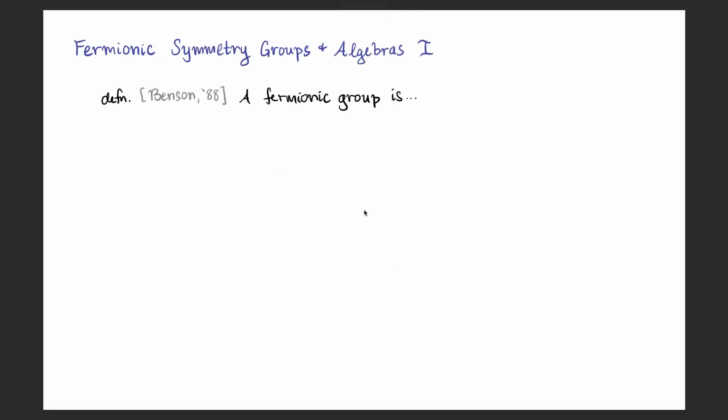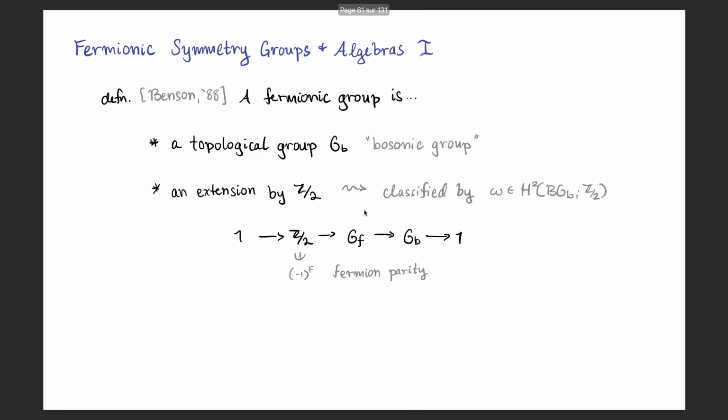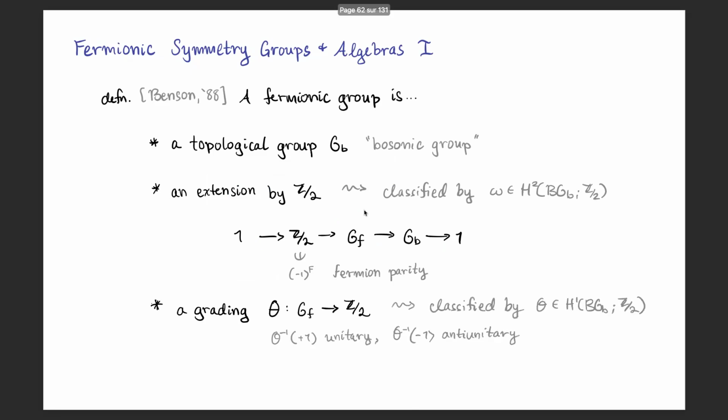So the way we're going to do this is to use fermionic groups. So a fermionic group is some topological group, GB, the bosonic group. Then an extension of this by Z2, which tells you how fermion parity acts. This will give you a class in H2 of BGB. Then there's also a grading. So it's a Z2 graded algebra. And this grading tells you whether your symmetry is acting unitarily or anti-unitarily, whether it reverses time or not.